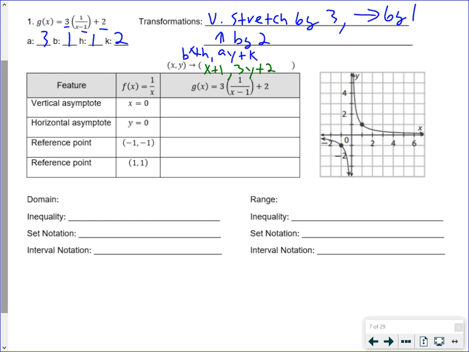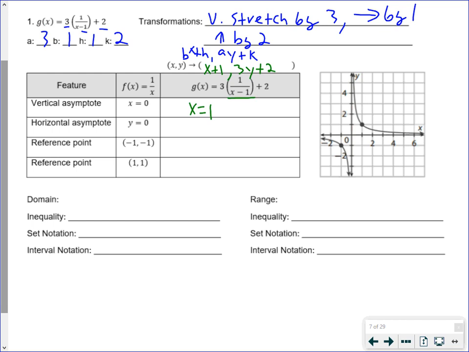So for our vertical asymptotes, for our parent, not our parent function, but for the function f of x equals 1 over x, it's x equals 0. And that's because, like we said before, it's the denominator. And our vertical asymptote for our transform function for g of x will be x equals 1, since that is what turns the whole denominator into 0.